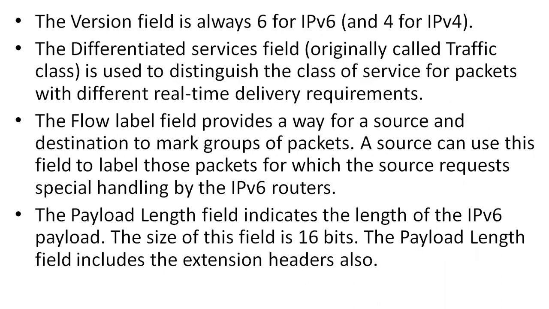So this flow label provides a way for source and destination to mark a group of packets. To mark or identify a group of packets separately, this flow label field helps. So a source can use this flow label field to label those packets for which the source requests special handling by the IPv6 routers. So for packets that may need special attention or special handling for transmission from source to destination, we can enable this flow label field.